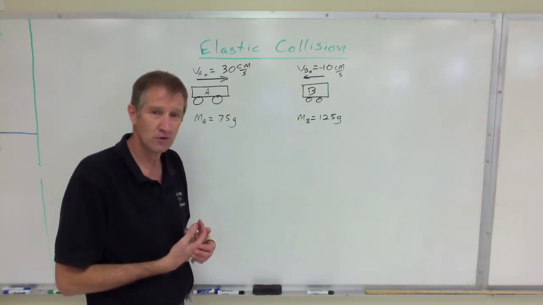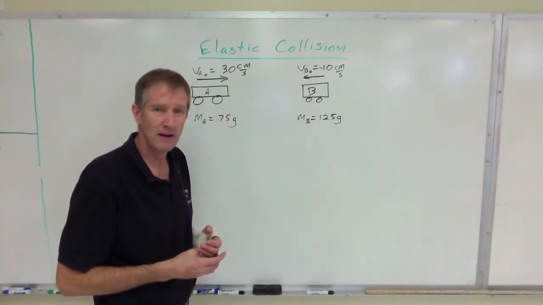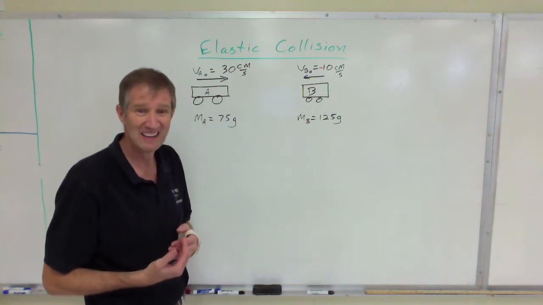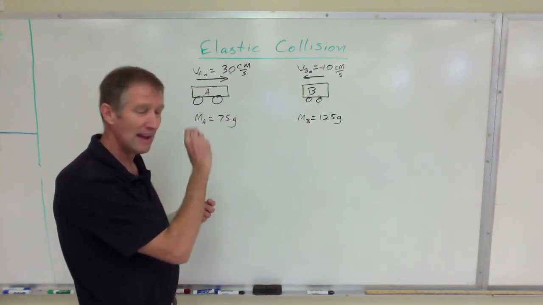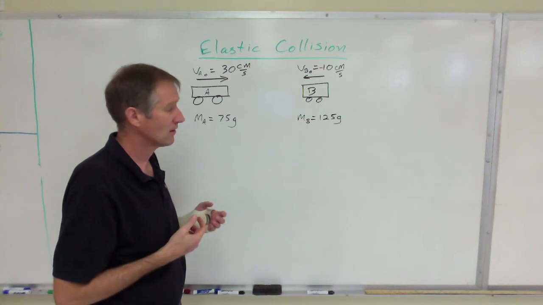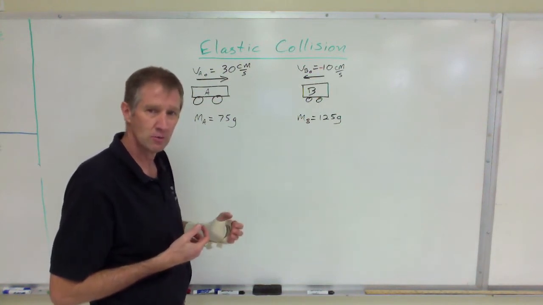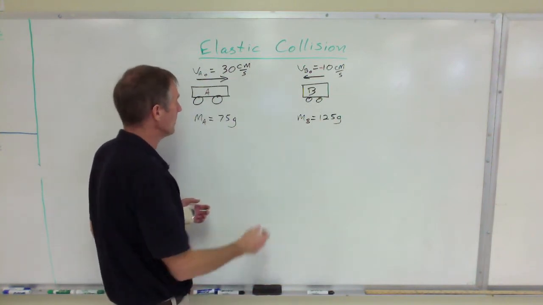Momentum is always conserved, and so the total momentum before the collision is equal to the total momentum after the collision. That's true for an inelastic collision and for an elastic collision. But we get to solve for one extra variable here because it's elastic, and we can consider kinetic energy to also be conserved. So I have two carts coming towards each other.